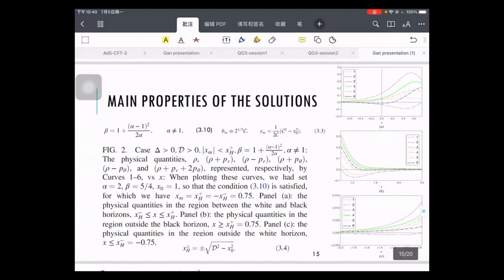Next, I just show some main properties of these solutions. Here we can see we plot figures of physical quantities, like rho and rho plus PR and so on. We can see this is the case with delta greater than zero and curly D greater than zero. In this case, the position of the throat means the transition surface inside the black hole. Here, x_h is the position of the horizon. This is the definition of the throat in terms of the parameters. And this is the definition of the horizon in terms of the parameters we introduced earlier.